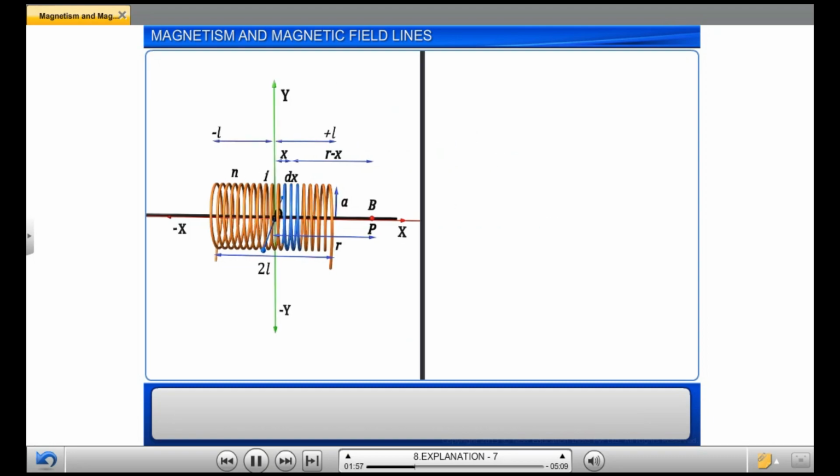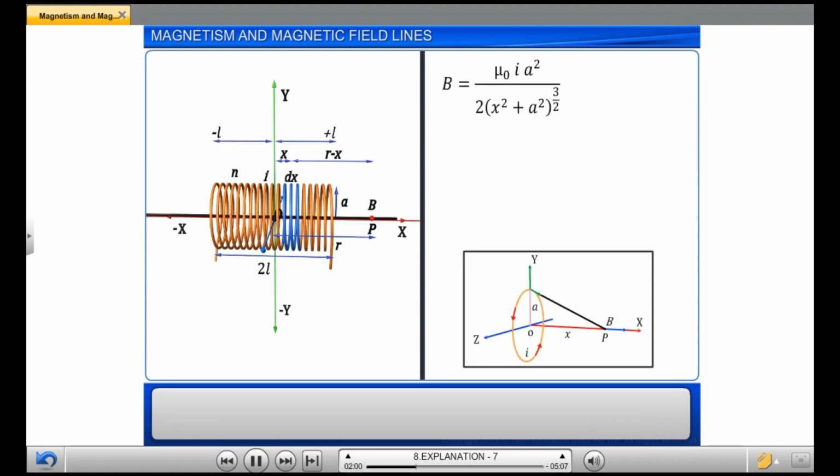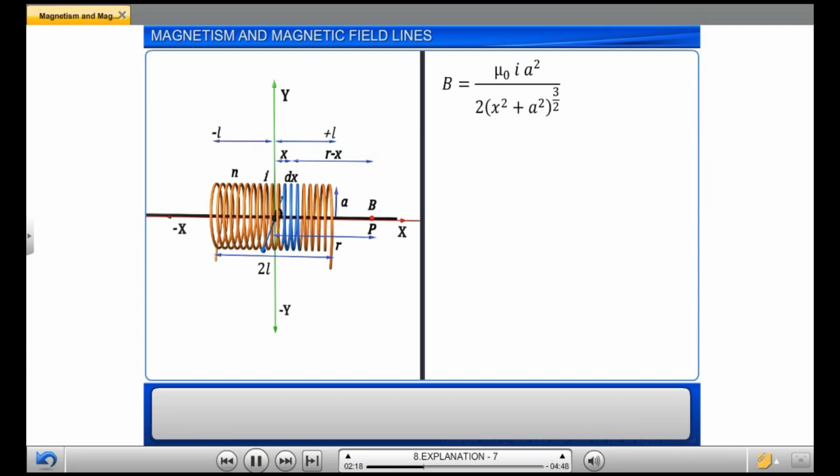We learned earlier that the magnetic induction B on the axis of a current-carrying circular loop at a distance x from the center of the loop is equal to mu naught I a square by 2 into (x square plus a square) whole power 3 by 2. Thus, the magnetic induction due to the current passing through the small element of the solenoid at the point P on the axial line, dB, is equal to mu naught n dx I a square by 2 into ((r minus x) square plus a square) whole power 3 by 2.